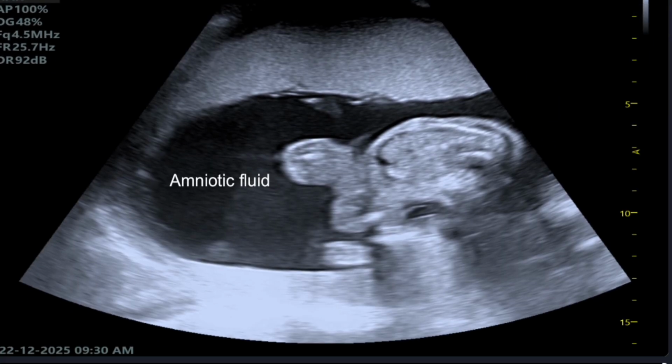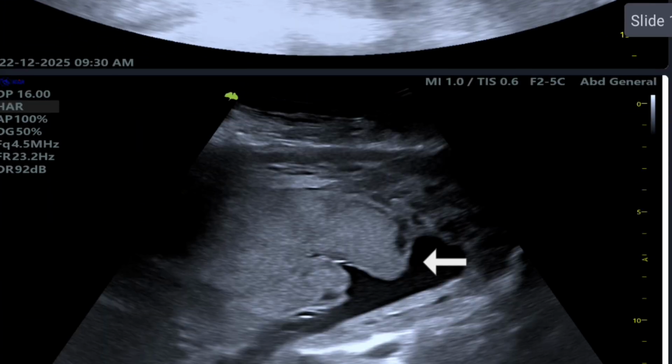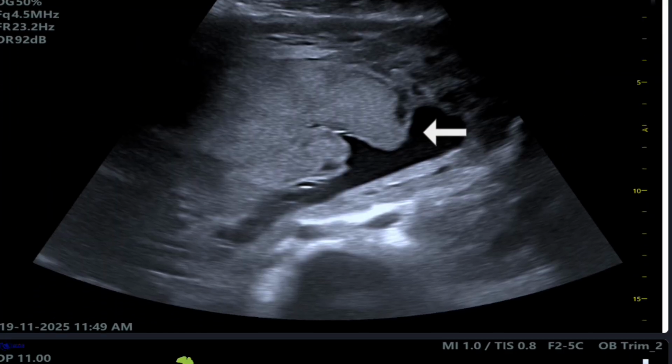Here is another image also showing the anechoic amniotic fluid, and this, by eyeballing, looks quite adequate. It looks adequate, even bordering on being excessive. All right, another image here shows us a sonogram showing amniotic fluid collection and a placenta anteriorly.